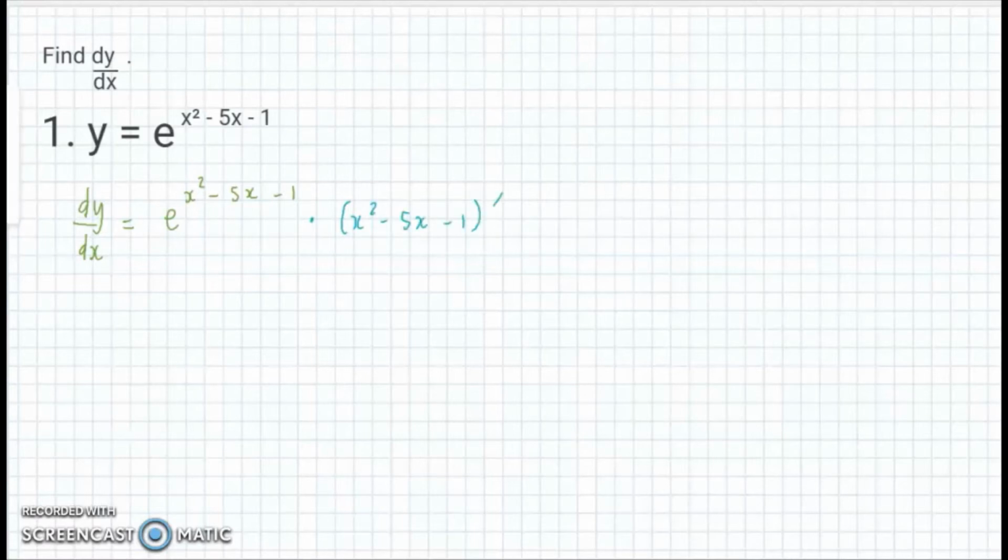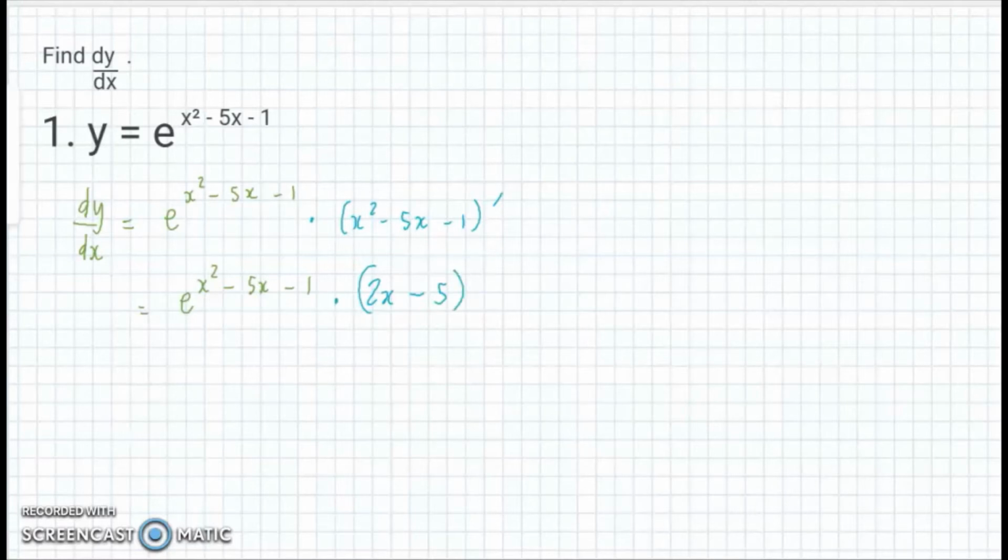So let's just clean this up. We have e raised to x squared minus 5x minus 1 multiplied by, so let's get the derivative of each of the terms here. For x squared, the derivative is 2x. For negative 5x, it's negative 5. And of course, for negative 1, a constant, the derivative is just 0.